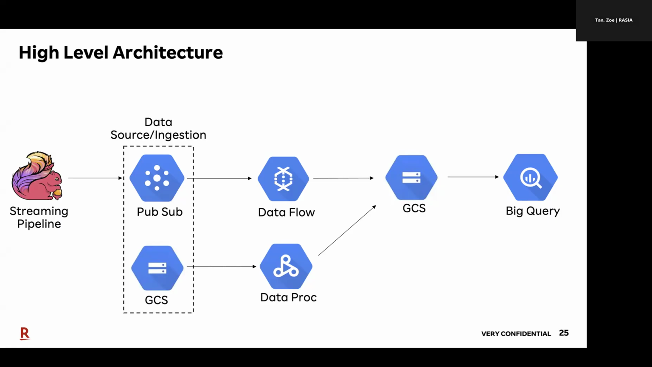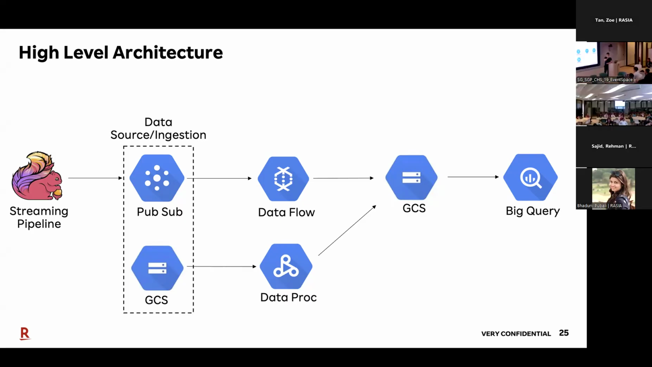So the first stage is where the data source or data ingestion is happening. Data ingestion is mostly Pub/Sub, and GCS here is also serving as our incoming data source from upstream stakeholders.